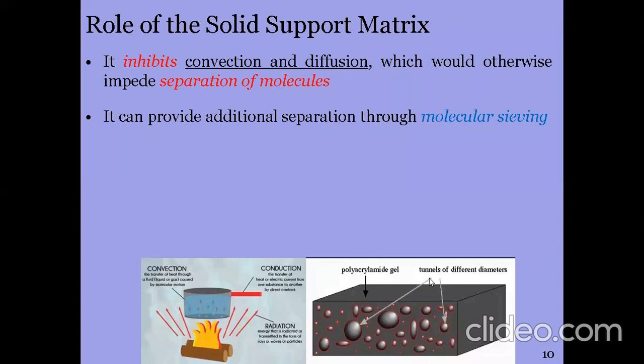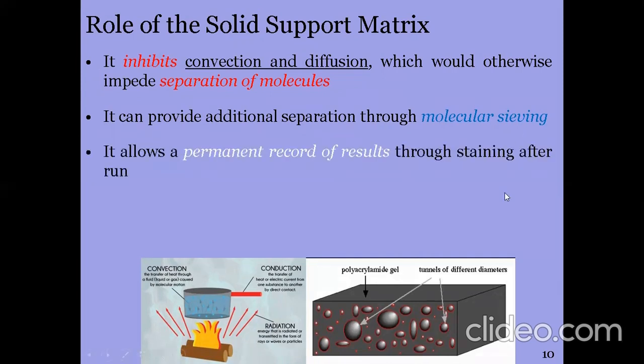This is like the 3D structure of a polyacrylamide gel, and they provide tunnels with different diameters. The proteins or the DNA or the macromolecules could pass through them, and they could be separated through these molecular sieves. And it allows a permanent record of result through staining after the run. So after the run is complete, we can then stain them to permanently record the results.